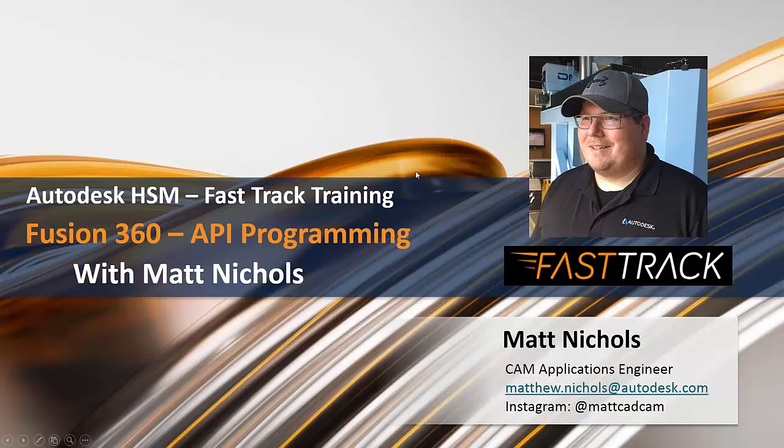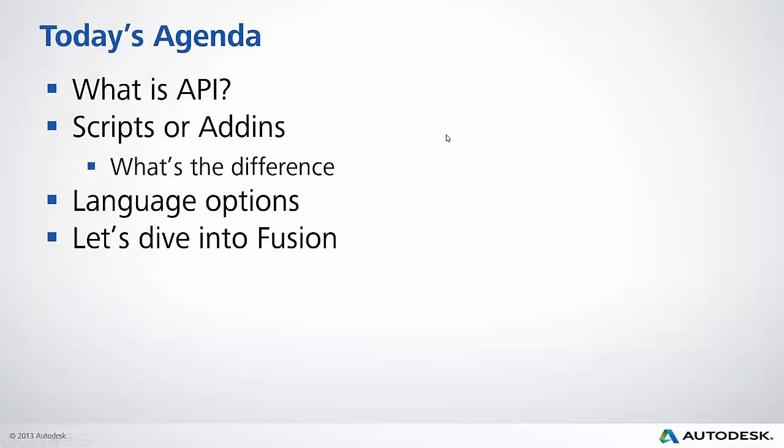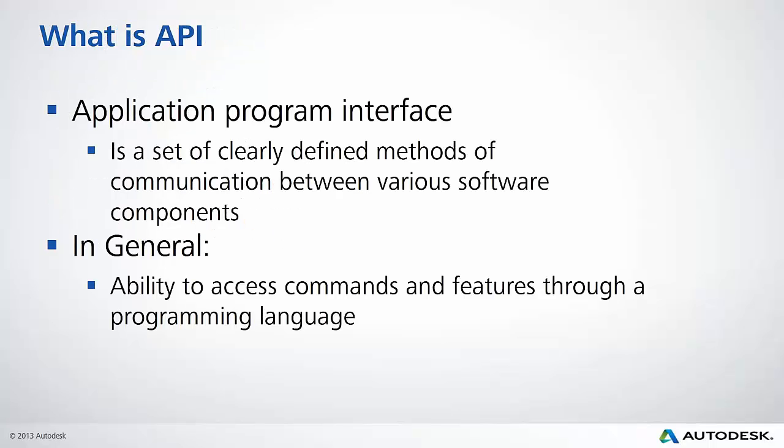Awesome. Okay, so I'm not going to do a whole lot of PowerPoint. I just want to cover a couple of things about the Fusion API and things that you're able to do. And then we'll get into Fusion and actually look at how we can put them into play. So first I want to look at what is API, the different types of integrations that we can do in Fusion. There's scripts and add-ins, and what are the differences in those, the language options, and then, like I said, we're going to get into Fusion.